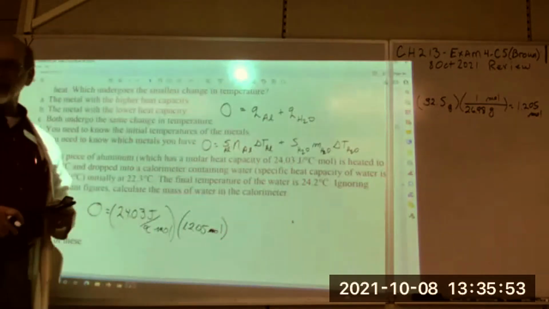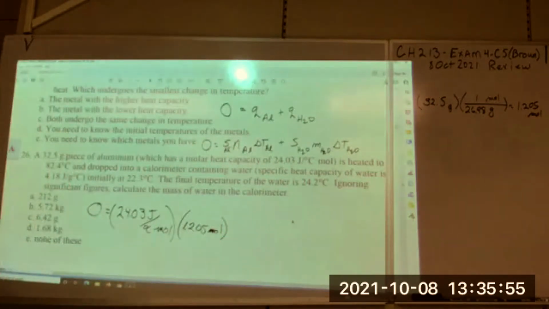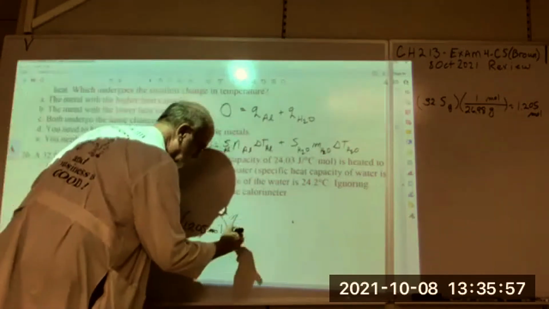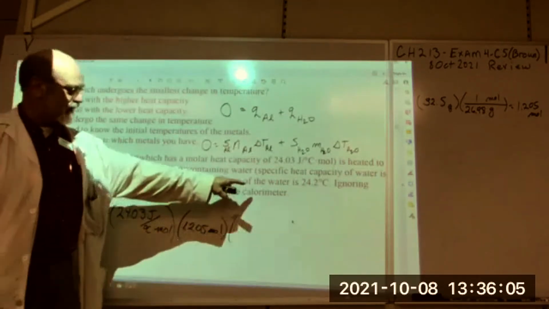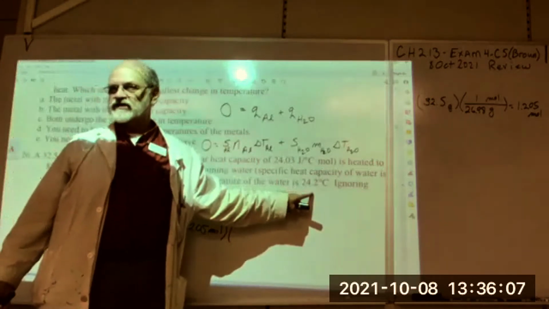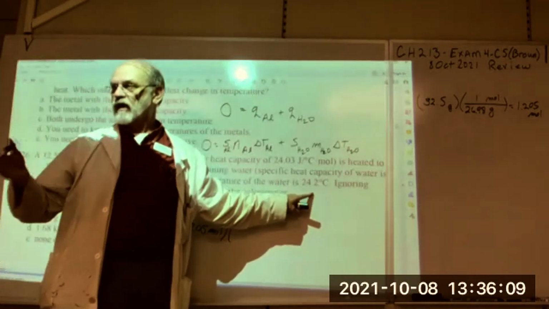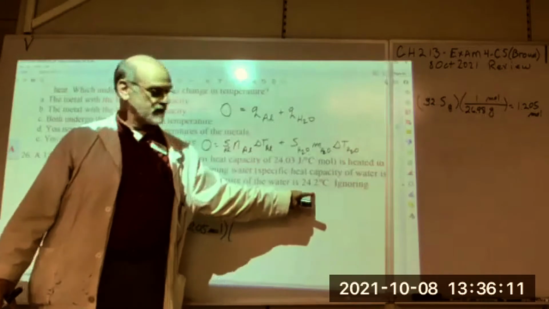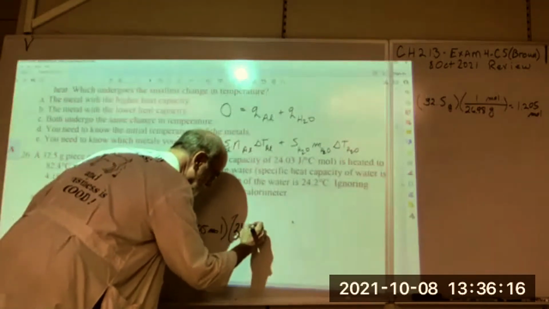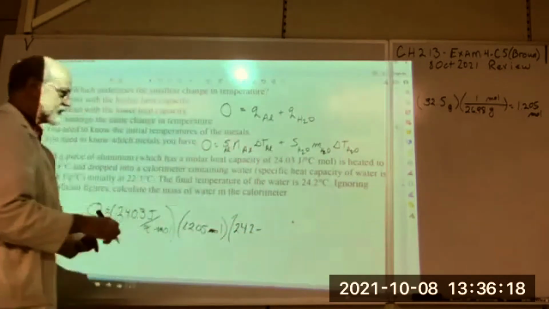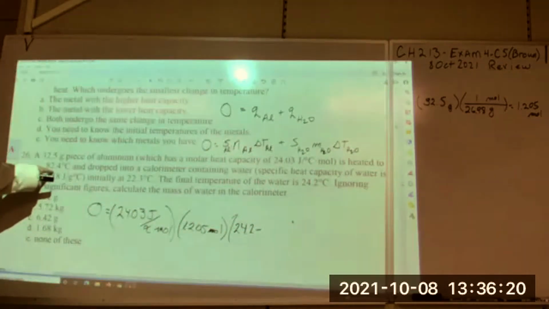Okay. Now we need a temperature change. So what's the temperature change of the aluminum? Remember, it's always final minus initial. So the final temperature of aluminum is what? It's the same as the water, right? When you reach equilibrium, thermal equilibrium, the water and the aluminum are the same temperature. So it's 24.2 minus its initial temperature, 82.4 degrees.